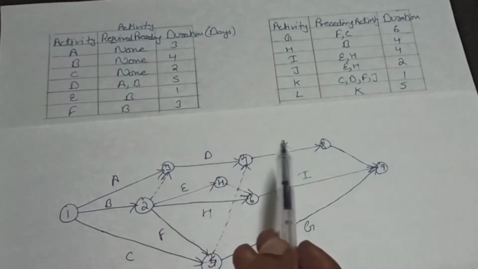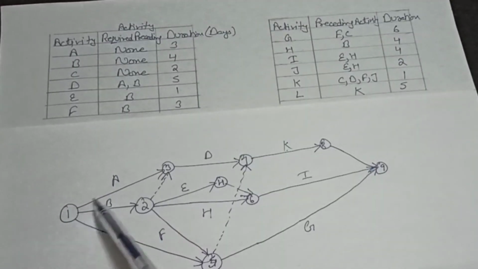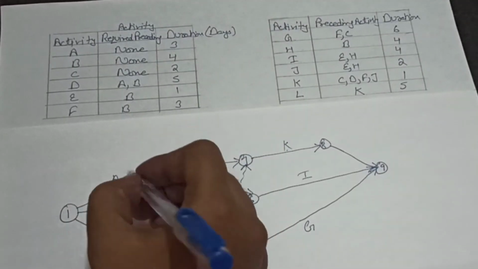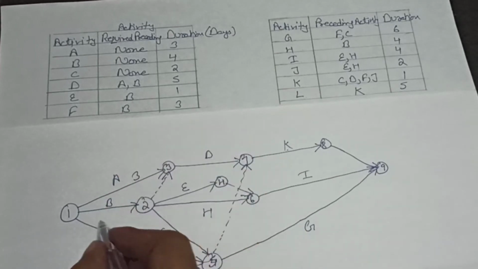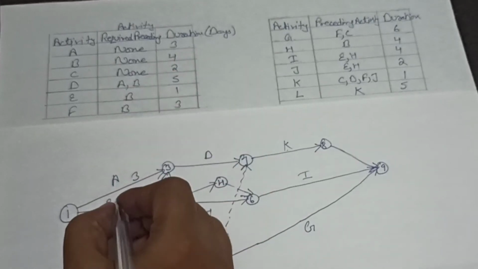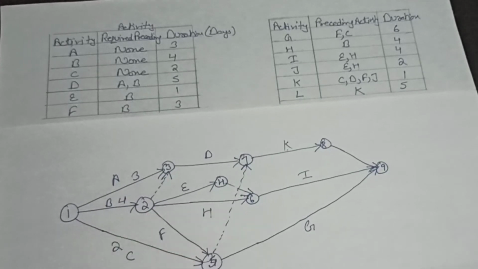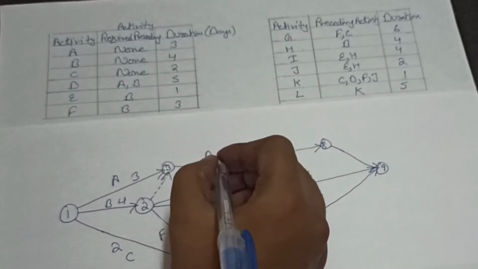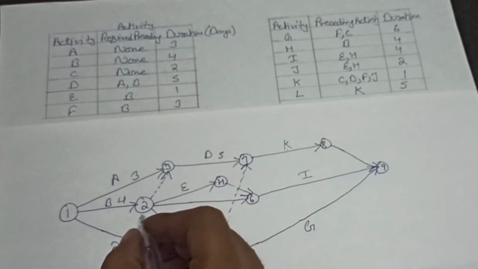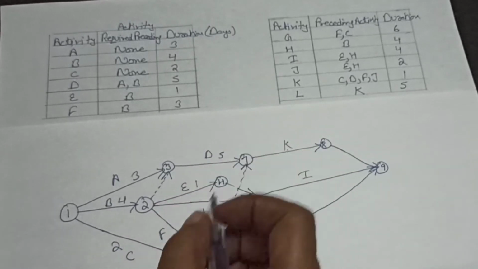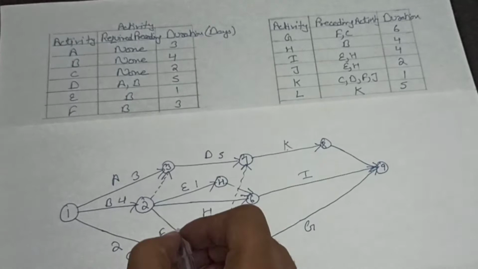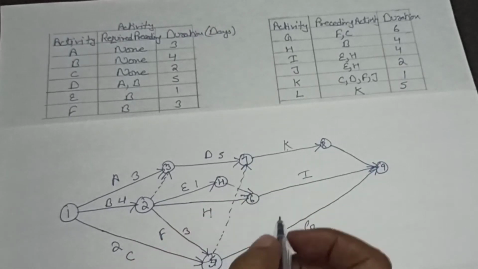First of all, we will write the durations here. For A activity, duration is 3 days. For B activity, duration is 4 days. For C activity, duration is 2 days. For D activity, duration is 5 days. For E activity, duration is 1 day. For F activity, duration is 3 days.